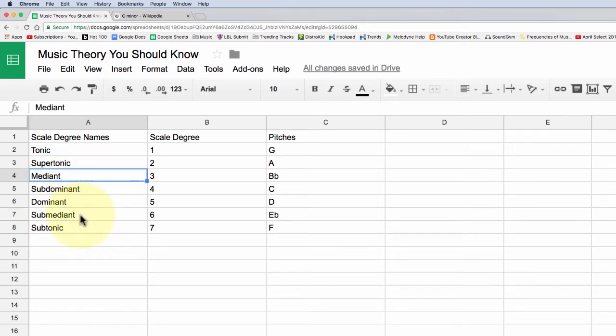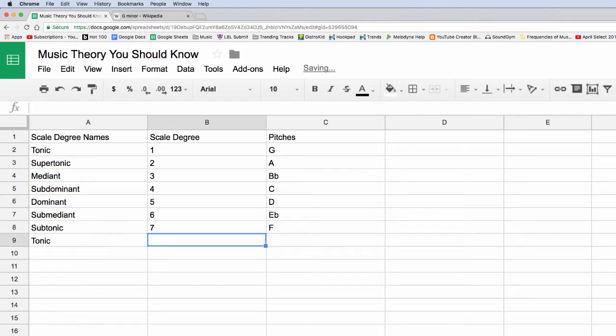What are those? Well, what is the mediant in the middle of? It's in the middle of the tonic and the dominant. Look at that. So the mediant is important just because it's in between the tonic and the dominant. That's why it's called the mediant. It's in the middle. All right, and so I was a little hasty in deleting these, but tonic, 1, and then G. And so what about the submediant? Well, what is that in between?